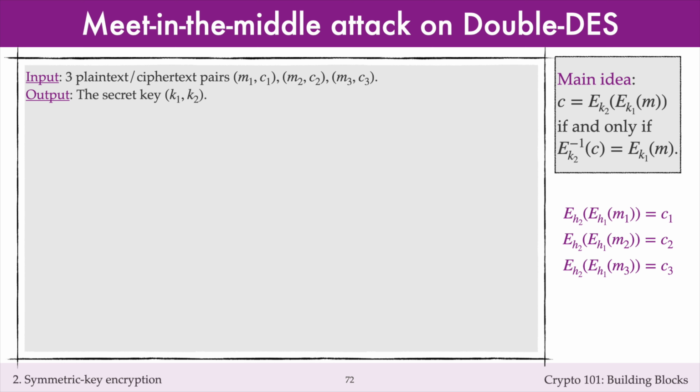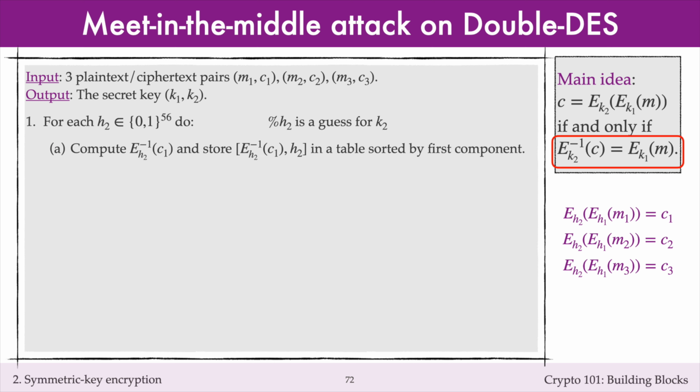We'll search for all H1, H2 that encrypt M1 to C1 as follows. In step 1, we compute the left-hand side of the main equation for all guesses H2 for K2 and using C1 for C. So for all keys H2 in the single DES key space, we decrypt C1 using H2 and store the resulting block and H2 in a table sorted by first component.